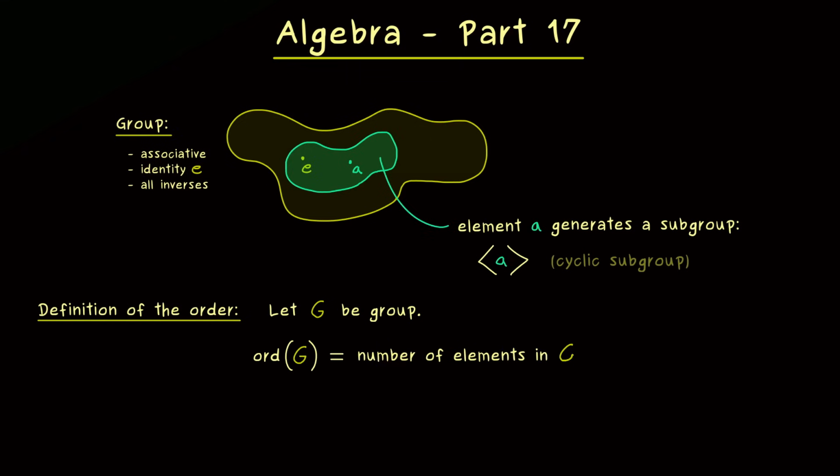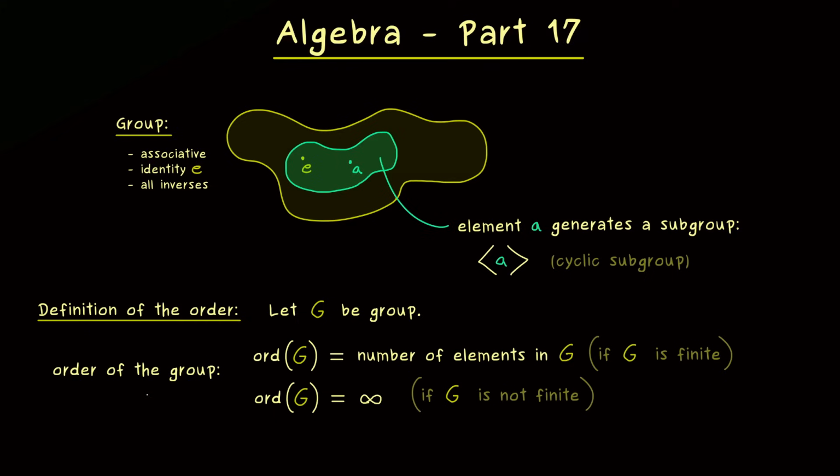Hence, if G is finite, it's just the cardinality of the set G. In fact, this is the common usage, and in the case that we are infinite, we just use the symbol infinity. Hence, we might still be able to calculate symbolically in this case. And that's it. This is the whole definition for the order of a group.